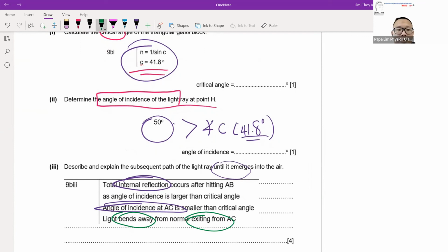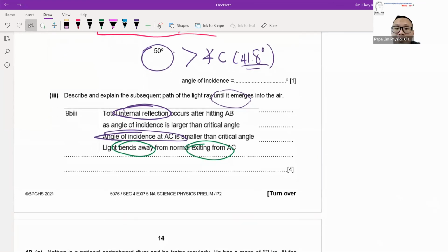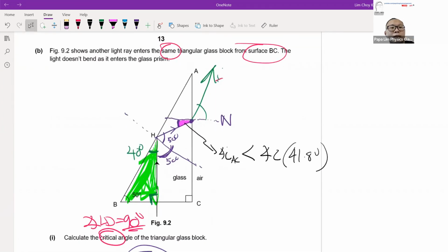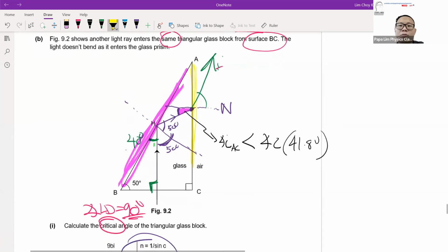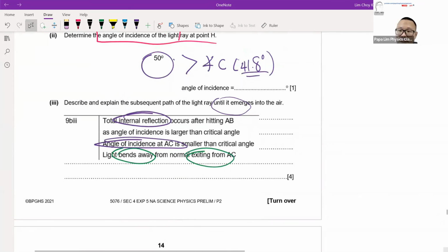In this particular question, part 3, it's a 4-mark question. It requires students to do an in-depth analysis of the refraction or reflection at 2 surfaces. The first 2 marks are given for what happened at surface AB. After that, the second 2 marks go for the analysis at surface AC, what happened at the second point of incidence. These 2 marks are quite demanding. You require the student to look at the 2 surfaces, to put in critical angle or total internal reflection together with the standard refraction question.